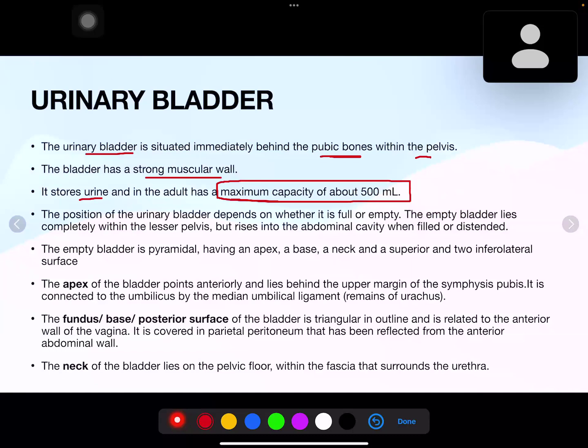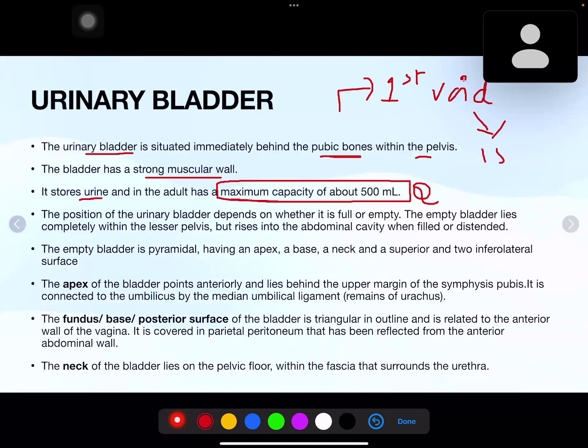Now, this is a very important exam question as well, and we'll be discussing it later with the bladder storage and everything: at which volume do you get the first void of urine.